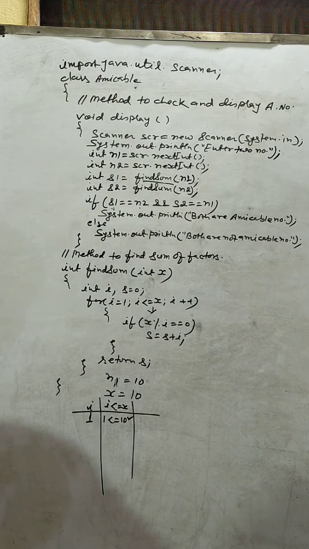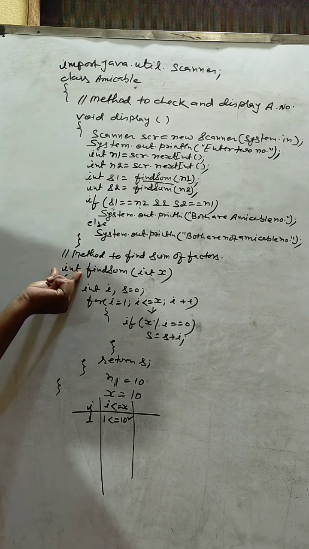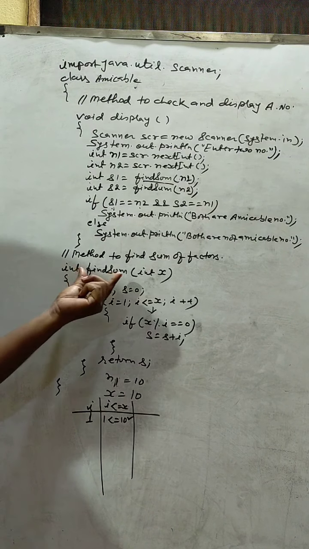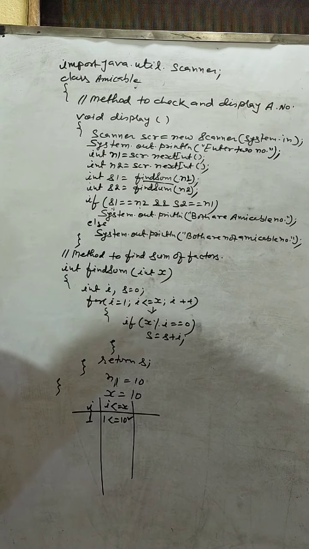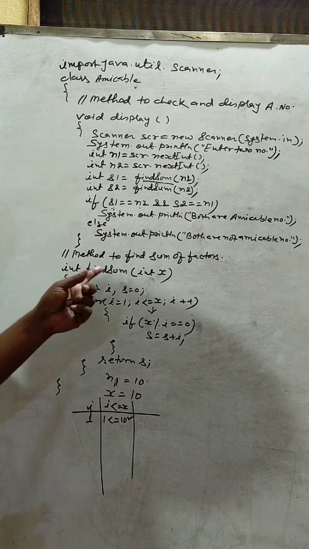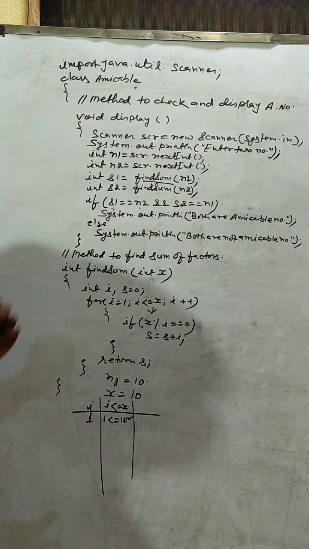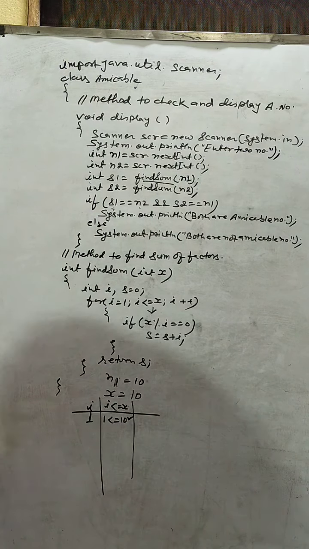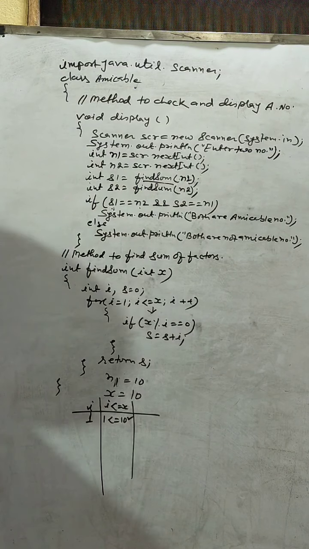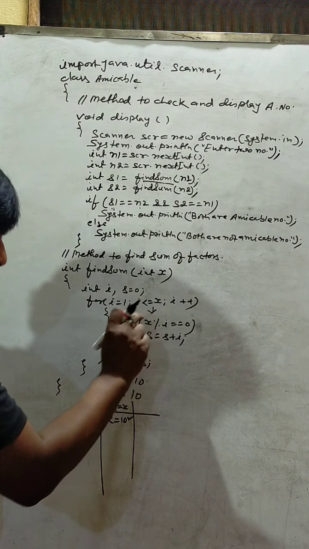See one thing: the return type of the function is int, because findSum will calculate the sum of factors of a number, and the sum of factors of a number is an integer value. Therefore the function findSum will return an integer value. That's why its return type is mentioned as int. So 1 less than or equal to 10, the condition is true, and control moves inside the loop.